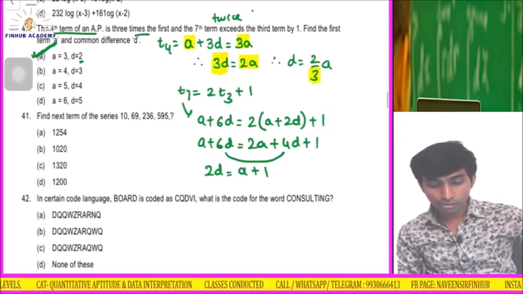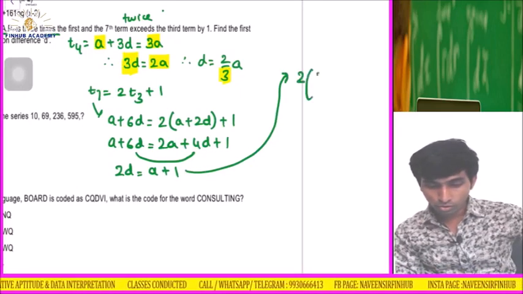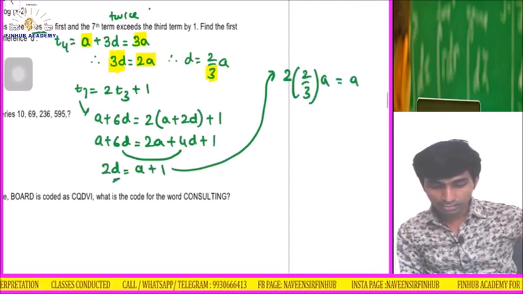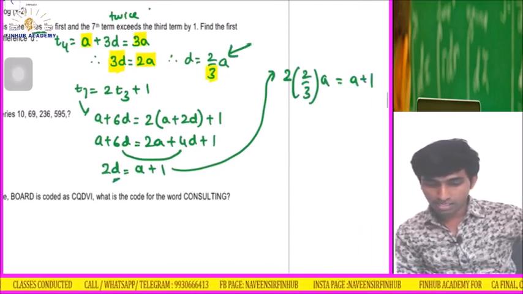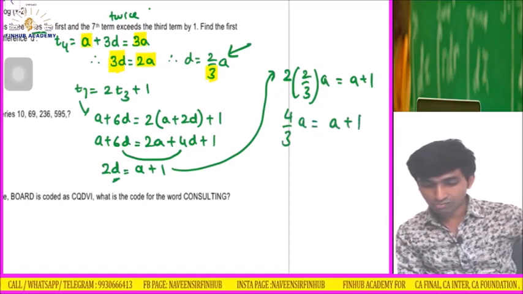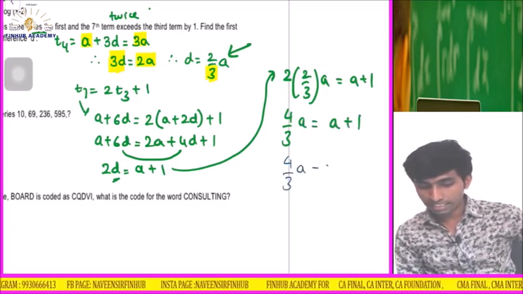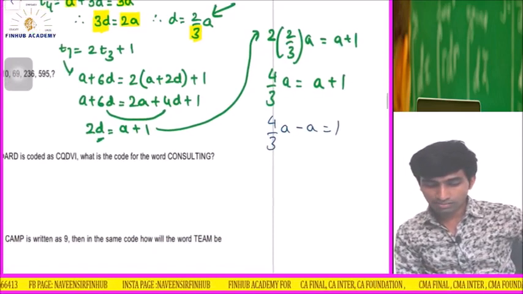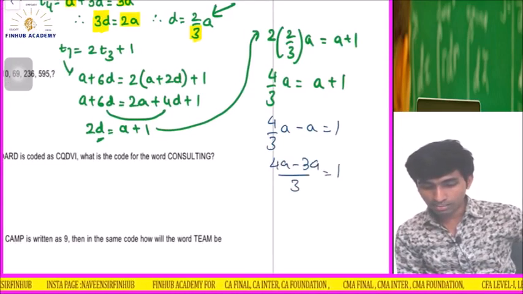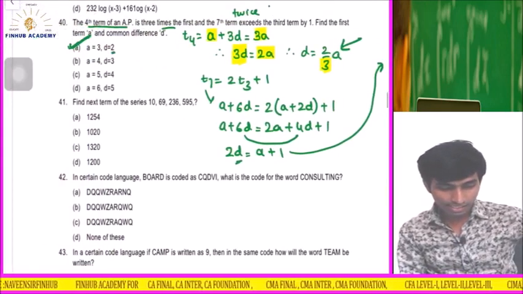I know D, so I can find this. 2 into 2 by 3 of A is equal to A. I have substituted the D, plus 1. So 2 2s are 4 by 3 A is equal to A plus 1. Understood? So 4 by 3 A minus A is equal to 1. So 4A minus 3A upon 3 is equal to 1. Therefore A is equal to 3. Once I get this, A is 3.